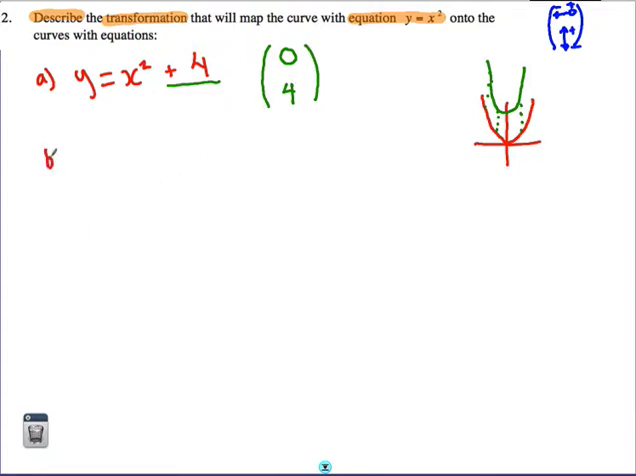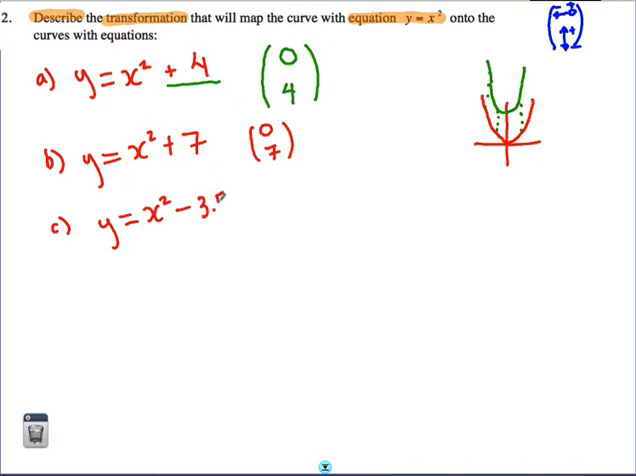Now another question would be, what would the transformation of this equation be? Y equals x squared plus 7, again easy. It hasn't moved left or right, but it has moved 7 up. Another one, y equals x squared minus 3.5. Again, no left or right, but it has moved down 3.5 spaces, so down 3.5.